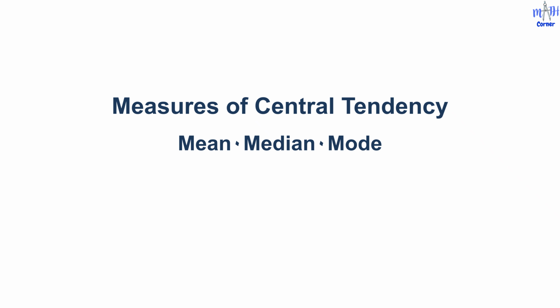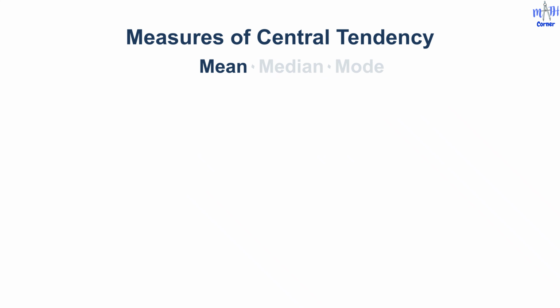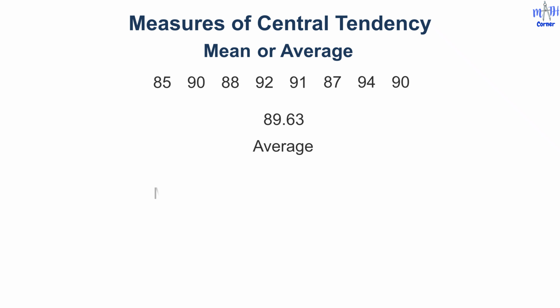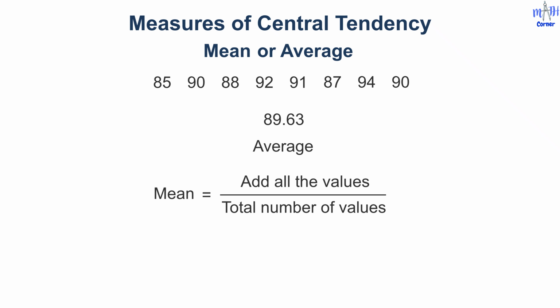In this video, we will explain how to find the mean, median, and mode, the three measures of central tendency used to summarize data. First, let's learn about the mean or average. The mean is one of the most commonly used ways to describe a set of data. To find the mean, add all the values and divide the sum by the total number of values.